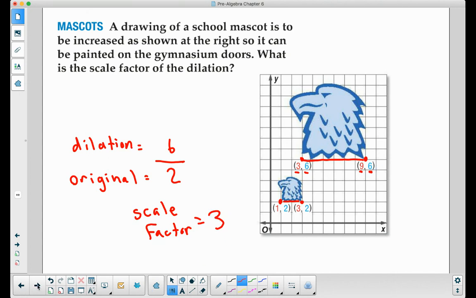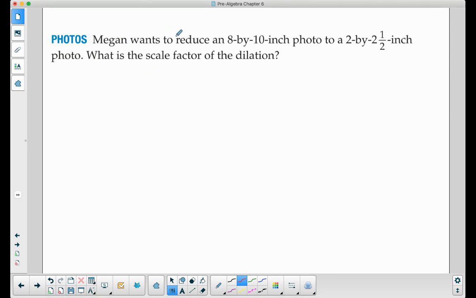The next example is Megan wants to reduce an 8 by 10 inch photo to a 2 by 2.5 inch photo. What is the scale factor of the dilation? Okay, so we know that our original is the 8 by 10 and they want to reduce it, so we know that it's getting smaller. So that means that the scale factor is going to be a number that is less than 1.